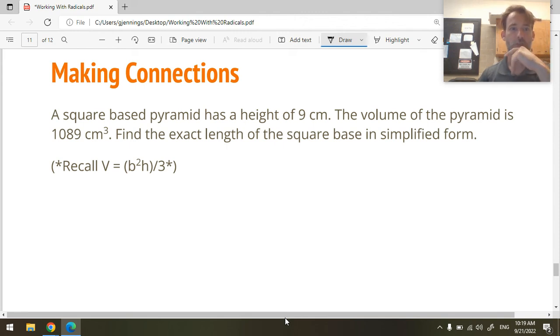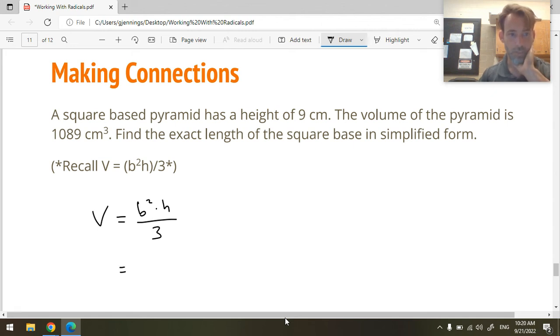Okay. So recall that the volume of a pyramid is the same thing as the volume of the rectangular prism that's the same height divided by 3. It's a third of the volume of the rectangular prism. Okay. So it's base squared multiplied by height divided by 3. Okay. Now just sub in your knowns.